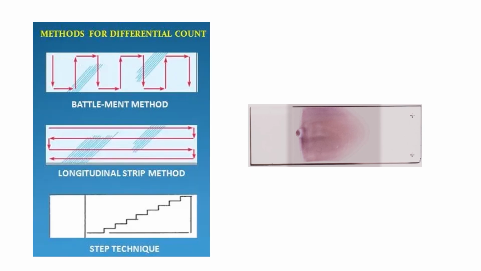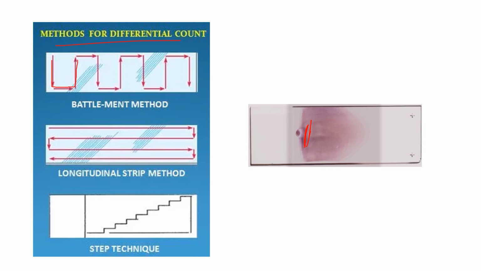Now, there are few things to remember here while you're making that DLC box and writing these alphabets, is that you need to randomize as much as possible. That is, you don't want to be in the same area and you don't want to count the same area twice. So what we have is something called methods for differential count. When you put this slide under the microscope and try to see, you try to go through different methods so that you don't come to the same place again.